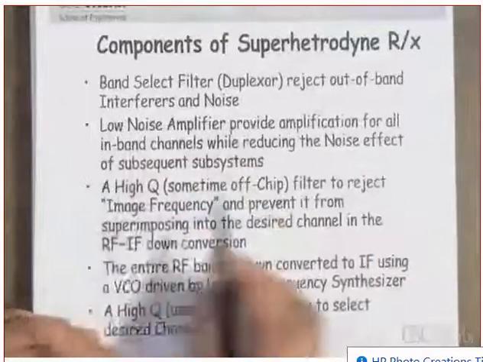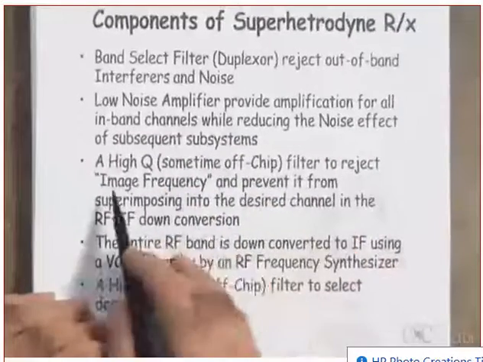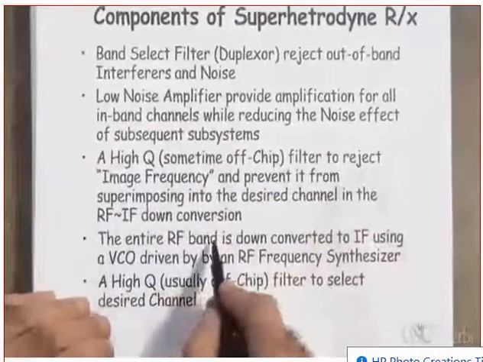Okay, so this, again, as I showed you: the band pass filter, the duplexer to reject out of band, the low noise amplifier, and the high Q to reject the image frequency and the entire RF band. Let me show it to you so that you understand what I'm talking about.